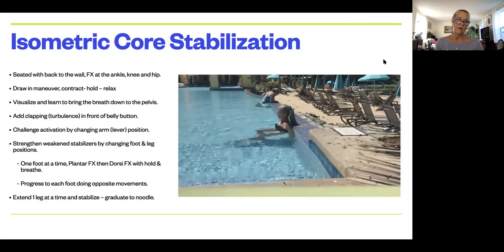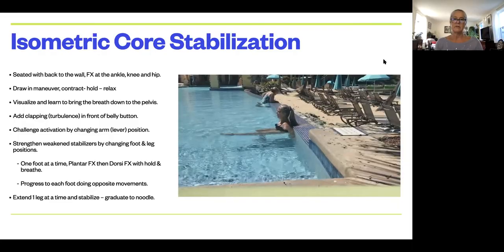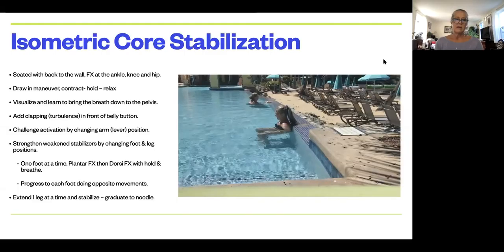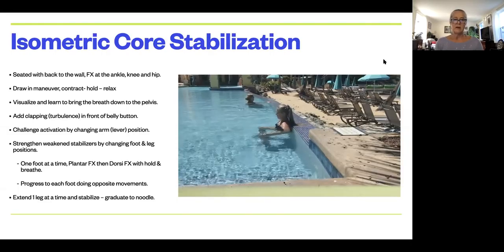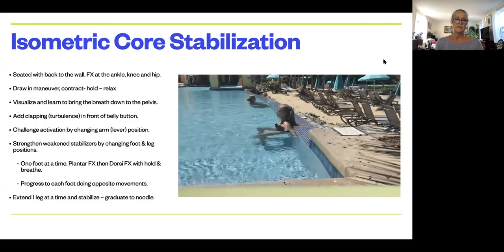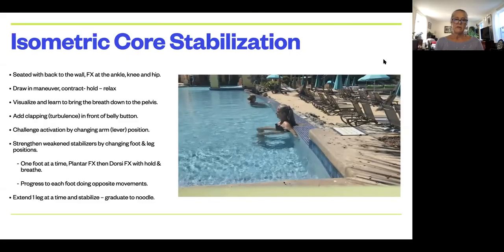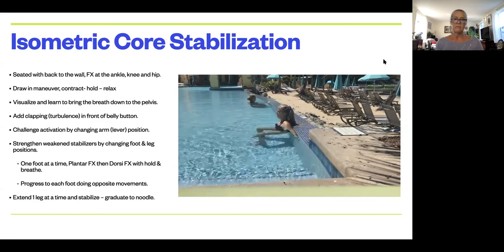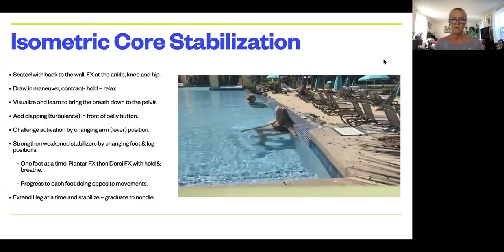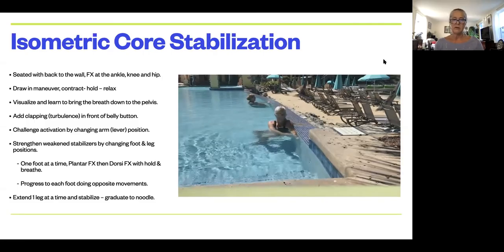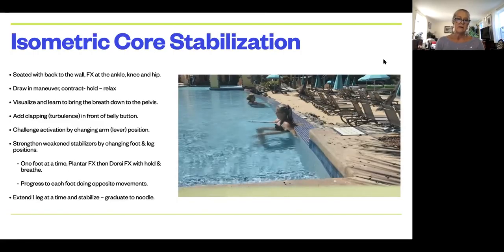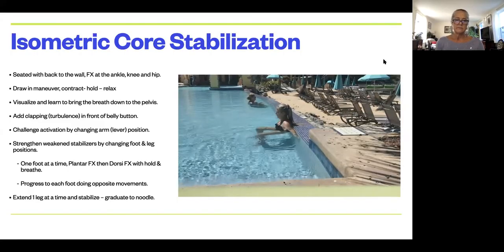Hands are back against the wall, and I'm doing a toe touch or heel touch to the pool bottom, lifting it up. And then I'll do one foot at a time. I'll do plantar flexion and then dorsiflexion. It's important to breathe here. So I'll start with both feet doing plantar flexion, dorsiflexion. Then I'll do opposite. One foot, the toes coming up, and the other foot, the heels coming up. That's getting a little more advanced. So each foot doing opposite movements.